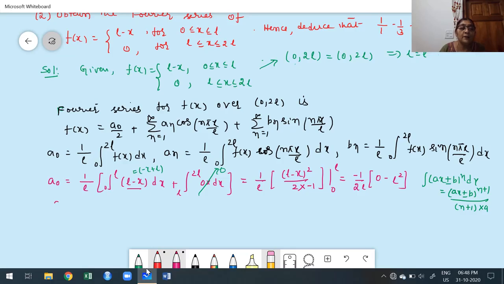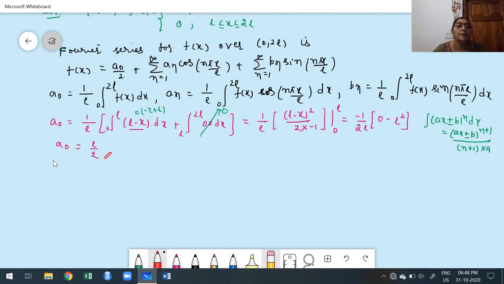You simplify that, we get a naught. What we get? L cancels, minus into minus is plus. L by 2 is the a naught value. A naught is actually L by 2. Then next move to find out the value of an.